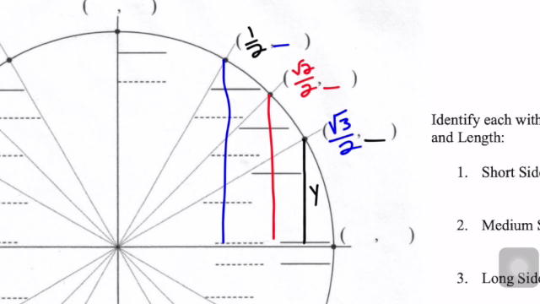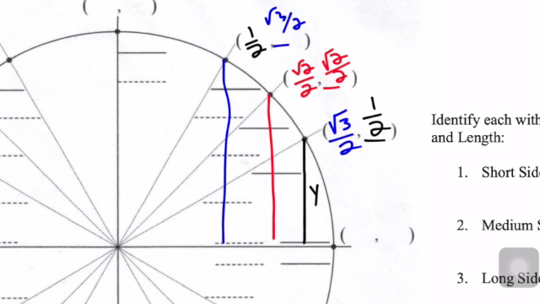Notice what I have. I have a short, I have a medium, and then I have a longer side. So we already know how this goes. The longer side, we know, is radical 3 over 2. Then we know the medium side is radical 2 over 2. The shortest side is going to be 1/2. So you can use this to your advantage when you're trying to solve for angles.